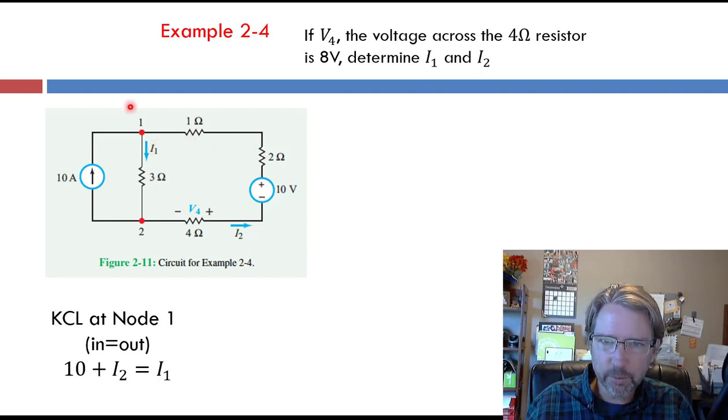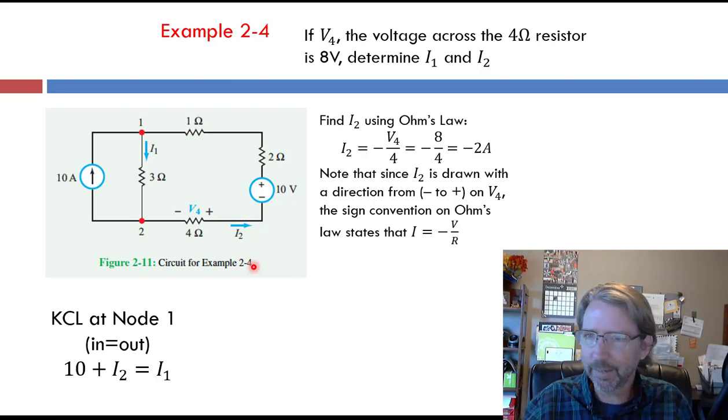So if we draw this node, we have 10 coming in plus I2 going in equals I1 going out. So we look at that, and do we know anything? We're trying to find I1 and I2, so we need more information. We have one equation and 2 unknowns right now. So the other equation we've used is Ohm's law. So let's see what that will give us.